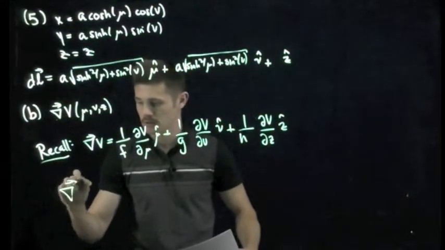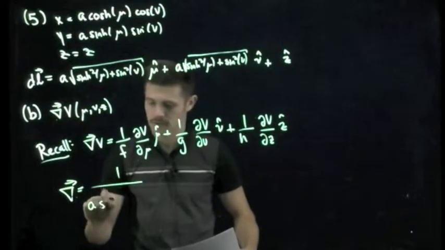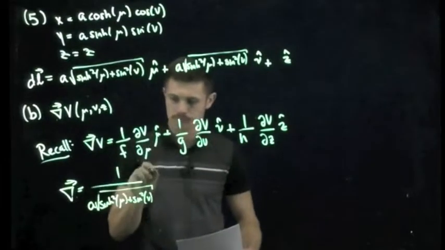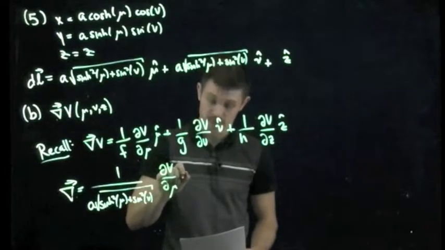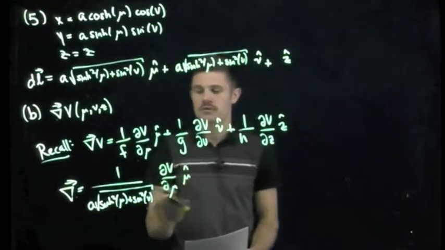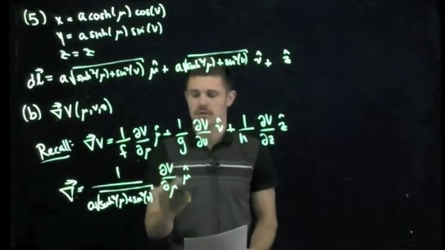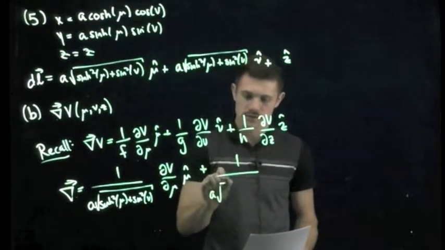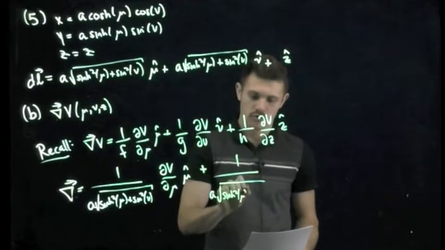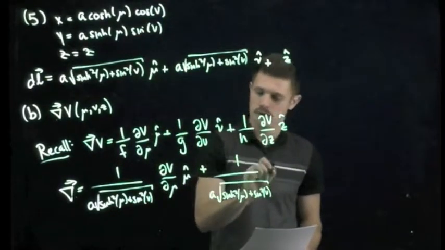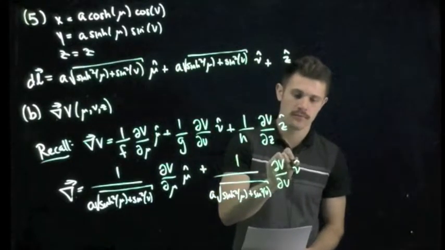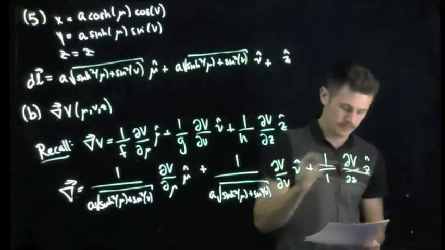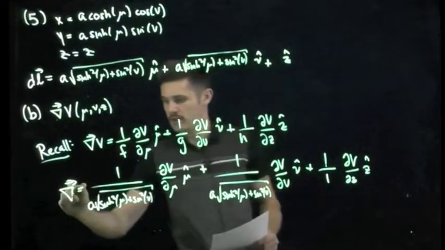So we'll substitute in what we know for f. So f is a square root of sinh squared μ plus sin squared ν, dv by dμ, μ hat, where of course we just have some general field v, so we don't actually know what this derivative is, we just know that it's the derivative of v with respect to μ, 1 over g, which again g is a times the square root of sinh squared of μ plus sin squared of ν, dv by dν, ν hat, and finally 1 over 1 dv by dz, z hat. So sorry, this is the gradient of v.